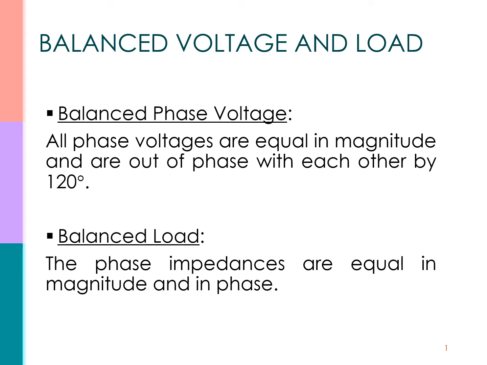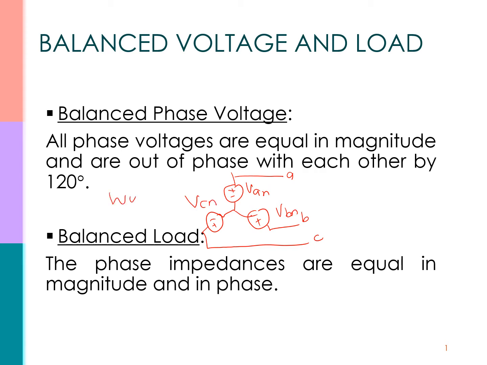So for a phase voltage, the voltage source can be either Y connected or delta connected. A phase voltage can be in Y connection, we call this Y connected. So line A, line B, and line C. So this is VAN, VBN, and VCN. This is what we call a Y connected source.